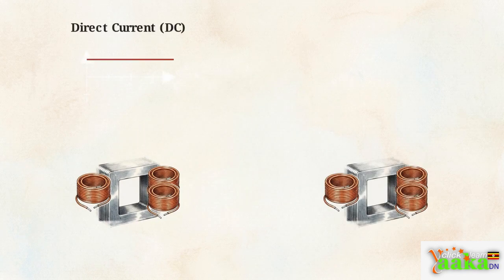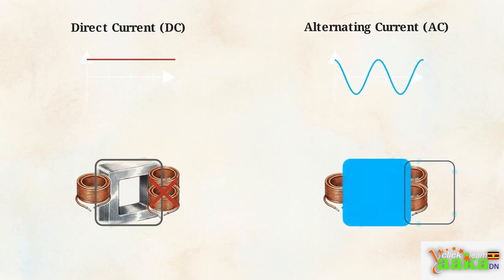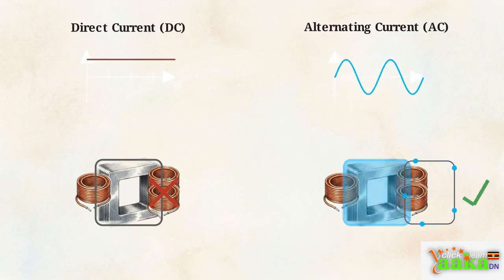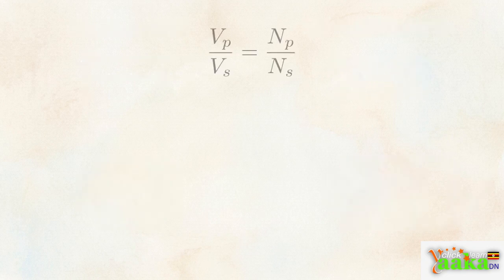Direct current, or DC, produces a flat, steady magnetic field. Because nothing is changing, no current is induced. Alternating current, or AC, constantly shifts direction, providing the continuous fluctuation needed to induce a new current in the secondary coil. This table provides the formula to calculate transformer ratios.